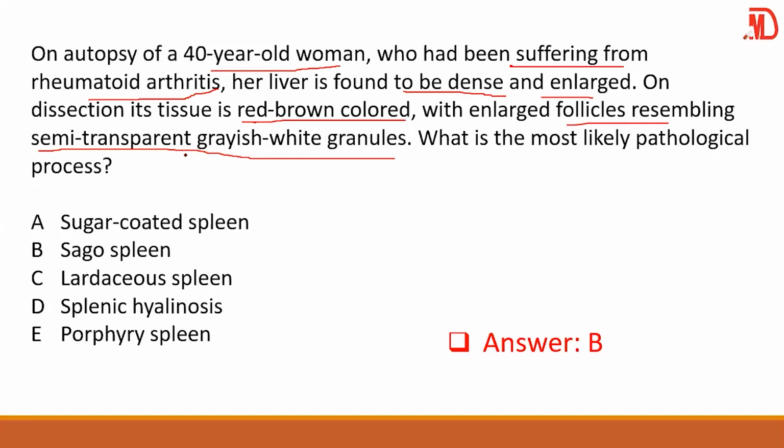And don't forget, amyloid are proteins. So these proteins get accumulated in the malpighian corpuscles, and if you cut it in cross section, it begins to look like gray translucent bodies. So that's where the name sago comes from. So here, your answer is what? Sago spleen.